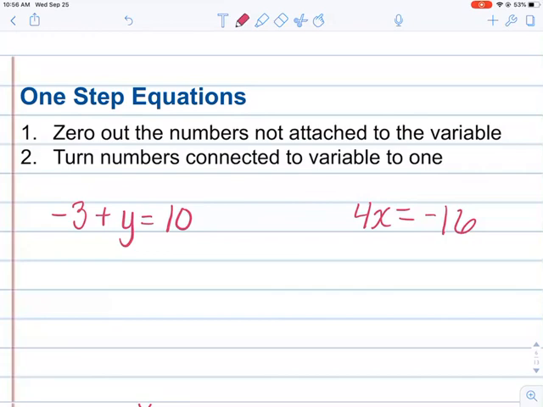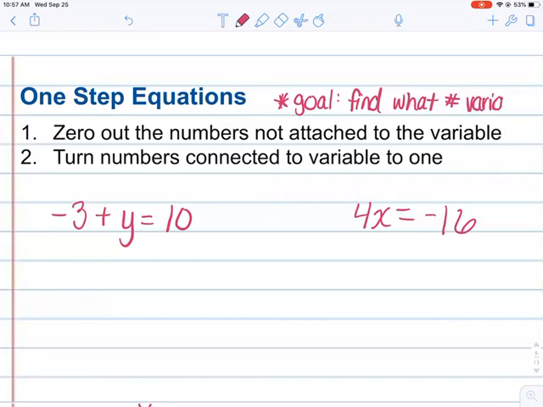For one-step equations, you're always going to zero out any numbers that are not attached to the variable. We should write that down too. Remember, our goal is to find what number the variable is.